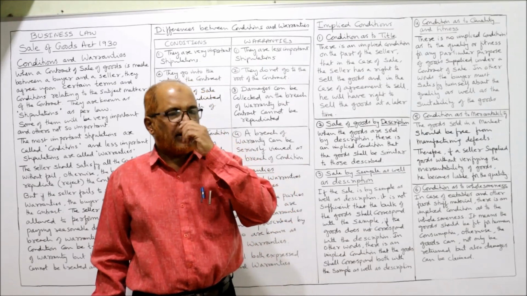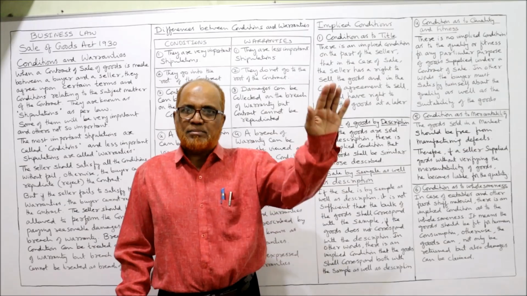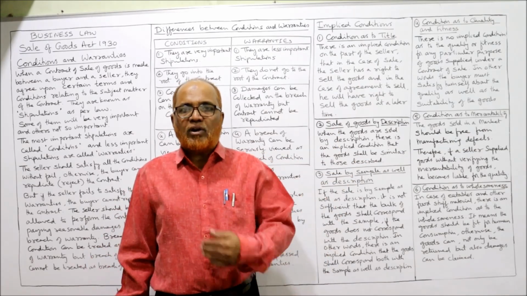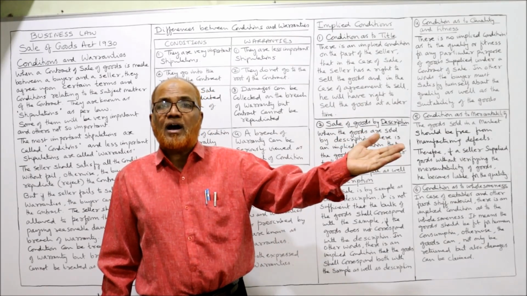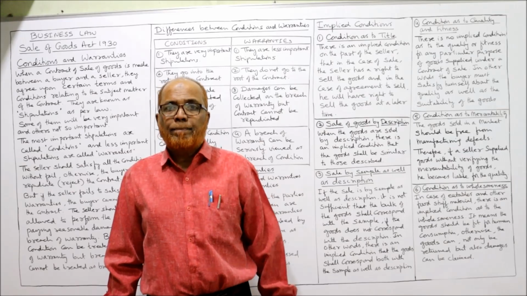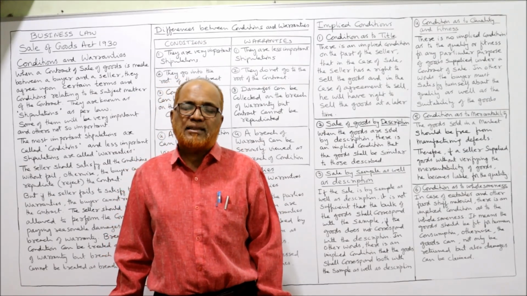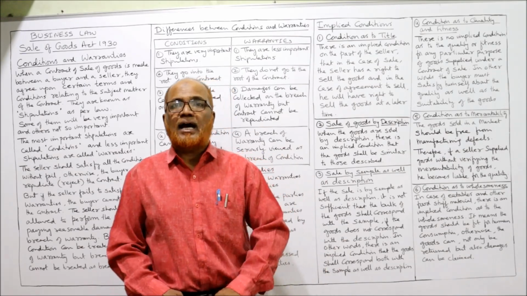For example, a person is selling a car and I want to purchase it. When the person says, it is my car, I want to sell it, I am selling it, what can I assume? That he is the owner of the car. He has the title to the car. That's why he is selling. If he does not have the title, how could he sell the car? He cannot. He is selling only because he has the title.